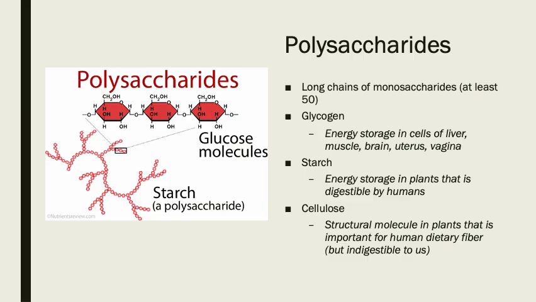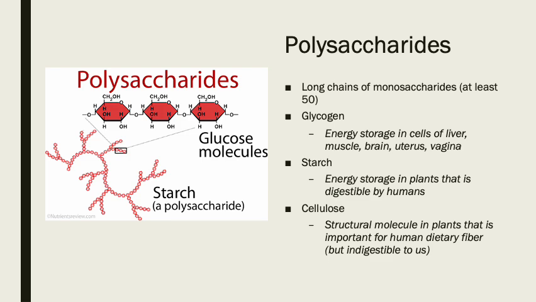And now we have polysaccharides. So the prefix poly means many. So a polysaccharide is a long chain of many, many monosaccharides. And in order to be considered a polysaccharide, there has to be at least 50 monosaccharides in that chain. Some examples of polysaccharides are glycogen, starches, and cellulose.